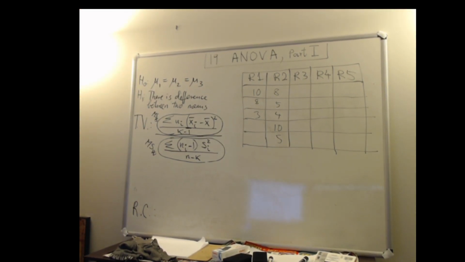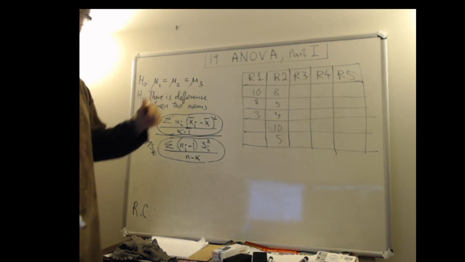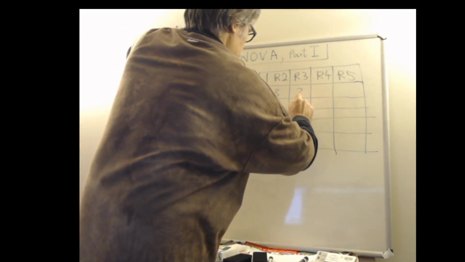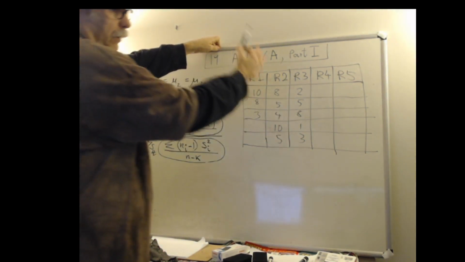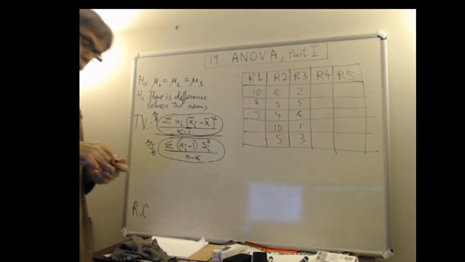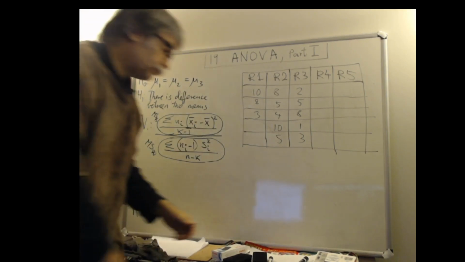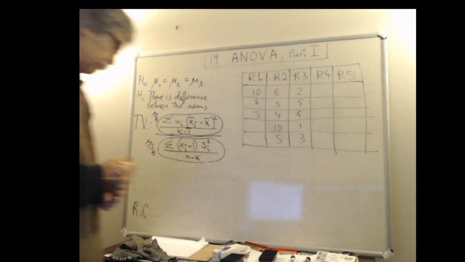In the third row, I have 5 people too: 2, 5, 8, 1, 3. So this student number 5 in the third row, he's got only 3 correct answers on the quiz.